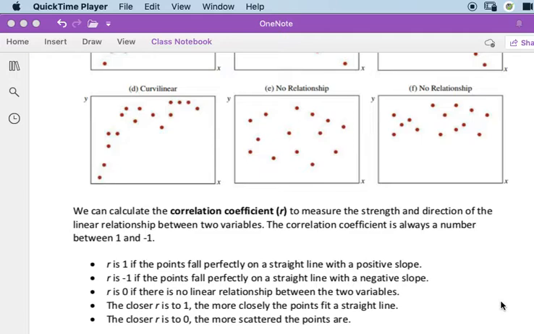The closer that R is to 1, the more closely the points will fit a straight line. So R values of like 0.9, 0.8, those all mean that the points are pretty close to fitting a straight line. If R is closer to 0, then that means that the points are more scattered. So an R value of about 0.1 or 0.2 is going to mean that the points are pretty scattered and not following a line very well at all.